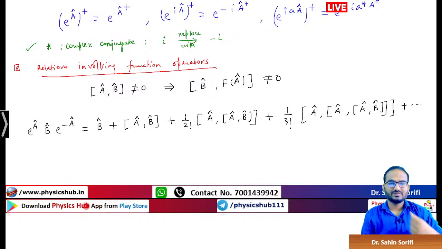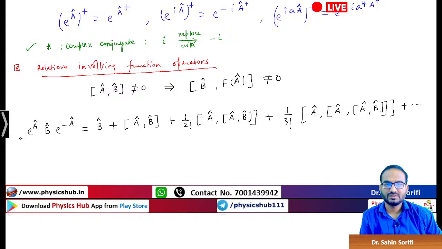Okay, so this is a very important relation involving function of operators. If you are given two operators A and B and they do not commute, then you can write it in this way. If they commute, then there will be no meaning to it. If the commutator of A and B becomes 0, then this series will vanish, right? You see, the commutation of A and 0 will be 0, so it will only be equal to B if they commute. So this expansion holds only when A and B do not commute.